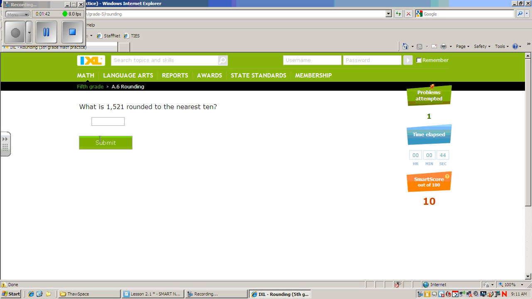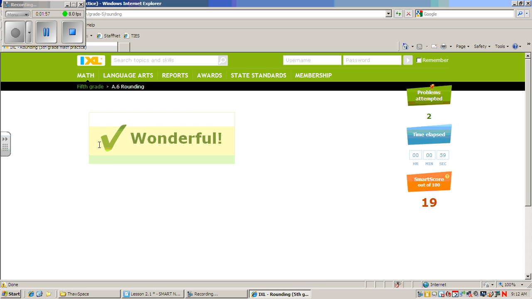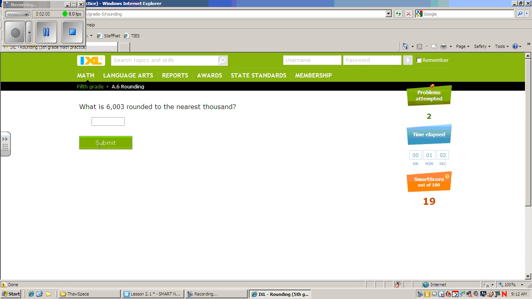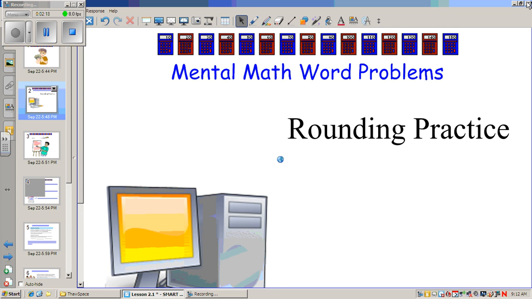What is 1,521 rounded to the nearest 10? Well, we know 1,500 and we have 21. We know that 1 is not a 5 or higher, so we need to round it down. I hope that is what you were thinking when you did it. What is 6,003 rounded to the nearest 1,000? Again, hopefully everybody knows that it would just be 6,000. Okay, we're going to move on now. I'm not going to take any more time, but I would hope that you would go in here and do a little more practice on your own when you're done with the lesson.